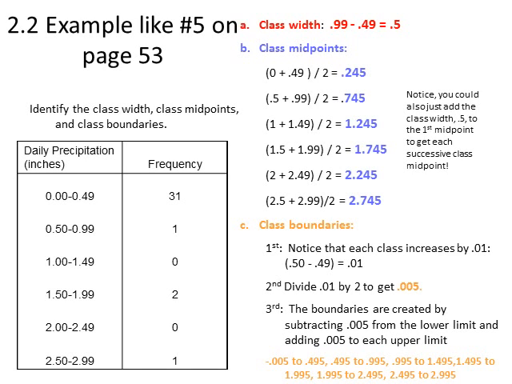So if you look at all of these boundaries, you'll see that it always picks up where the other one left off. So the third class boundary picks up at 0.995, and then it goes to 1.495. Picks up at 1.495, goes to 1.995.